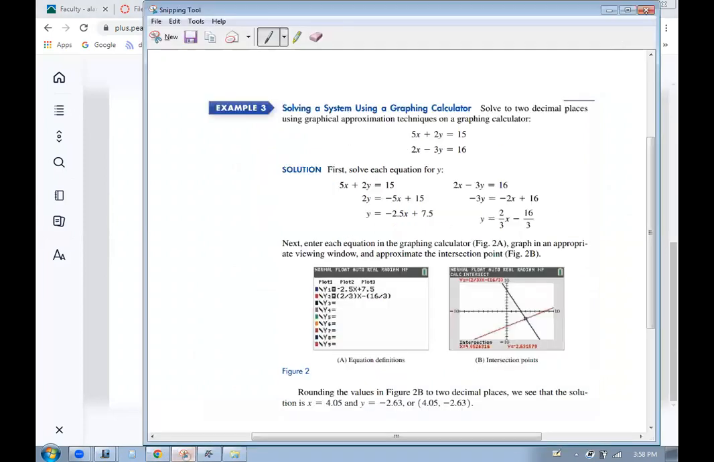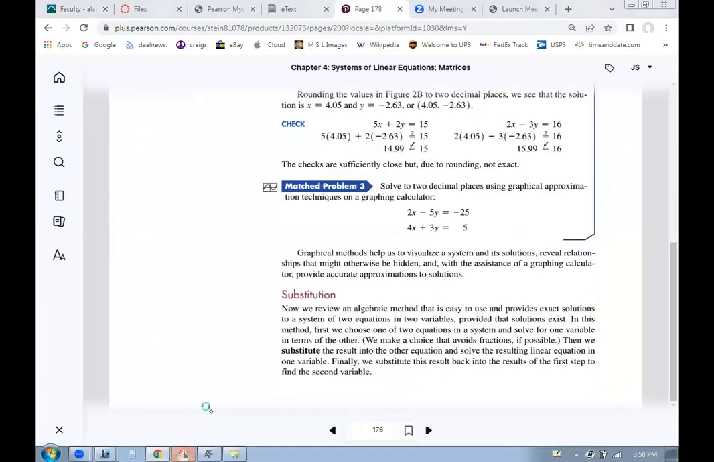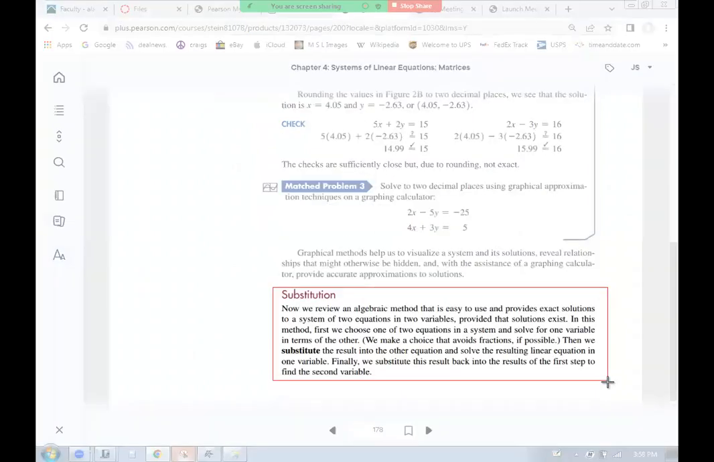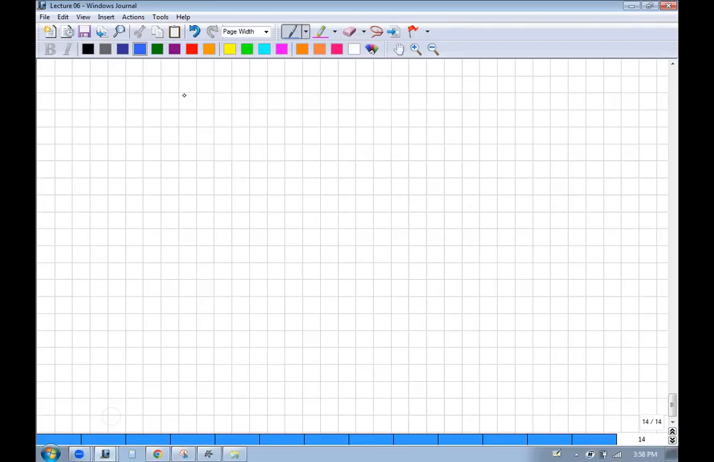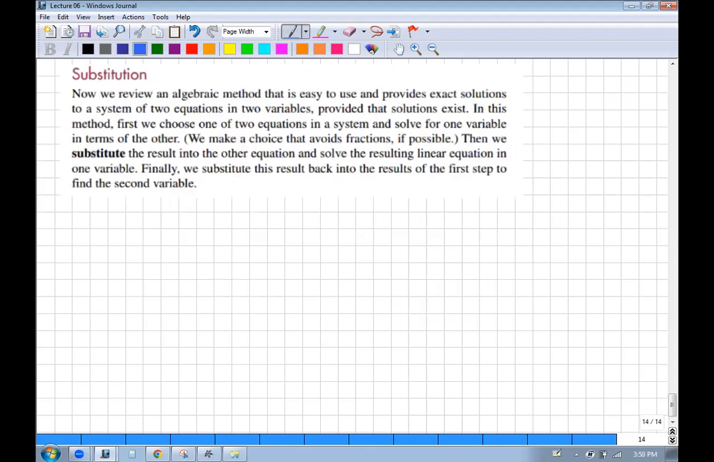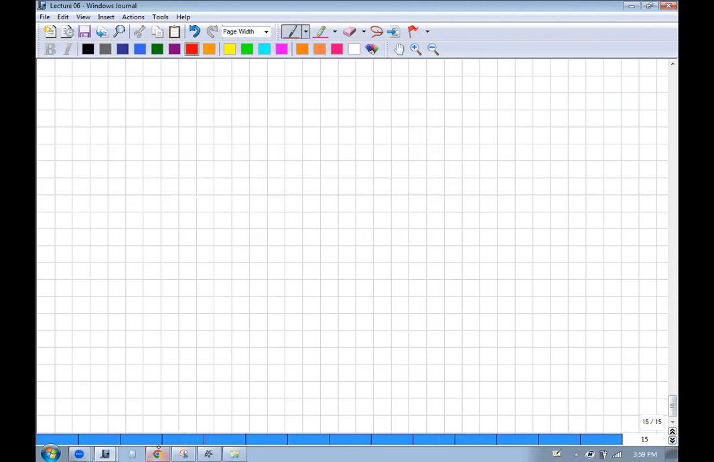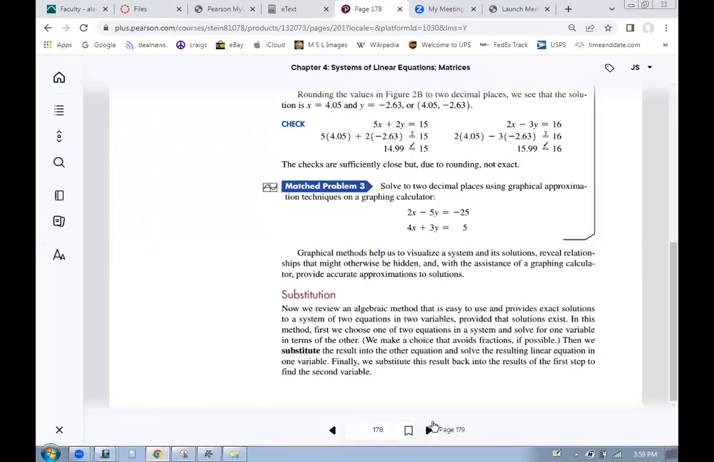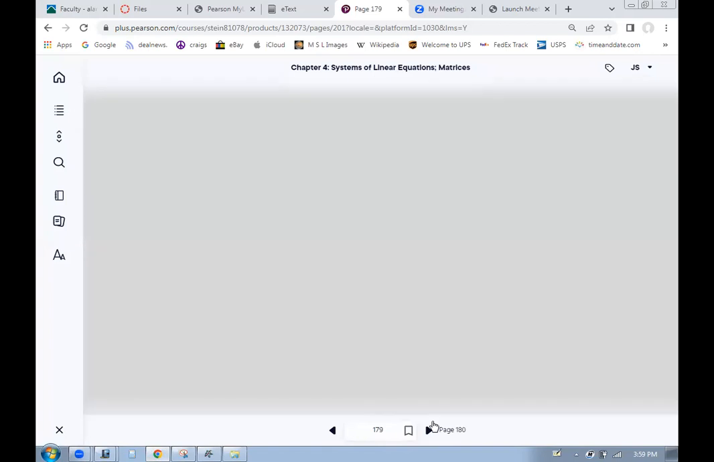Substitution. All right, we already talked about that. We used it to find exact solutions. All right, that's the key here. Exact solutions. That's what we want. Exact. Okay. And I showed you up here what to do. You substitute one equation into the other to get a new equation with only one variable.